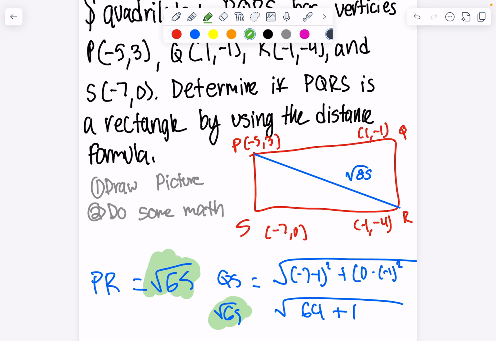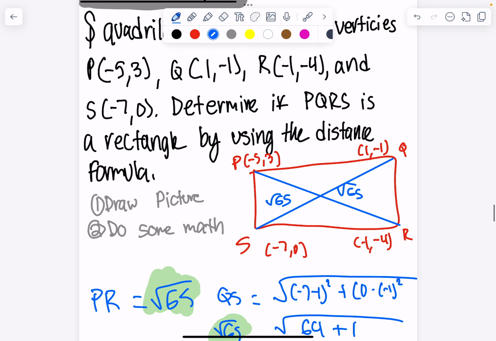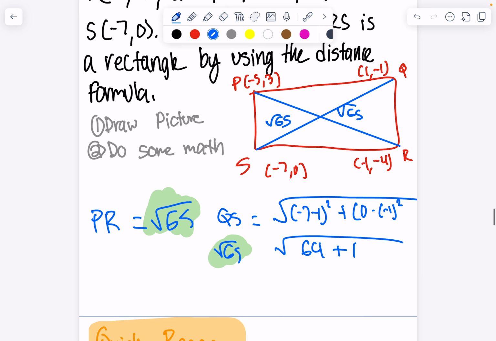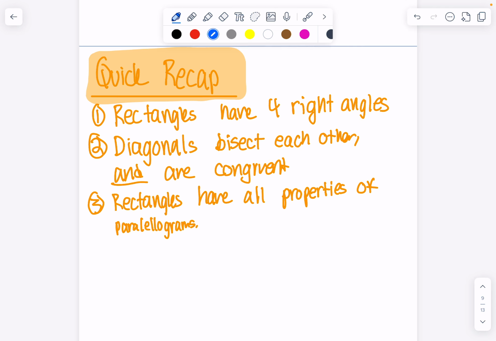So if both of my side lengths, aka not side lengths, my diagonals are both the square root of 65, what can I conclude about this quadrilateral PQRS? Cash money, it is a rectangle. That is all, folks. Quick recap. Rectangles have 4 right angles. Their diagonals bisect each other and are congruent. And rectangles have all properties of parallelograms.